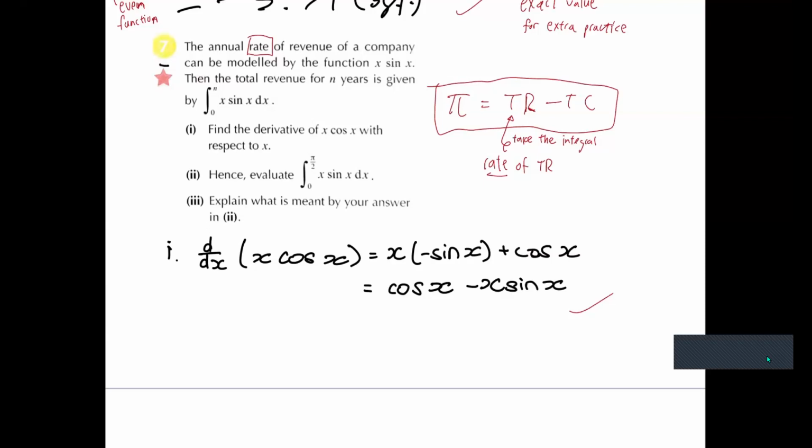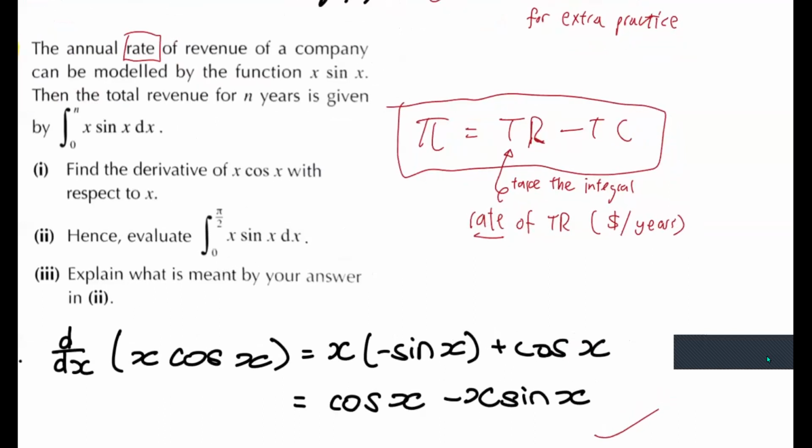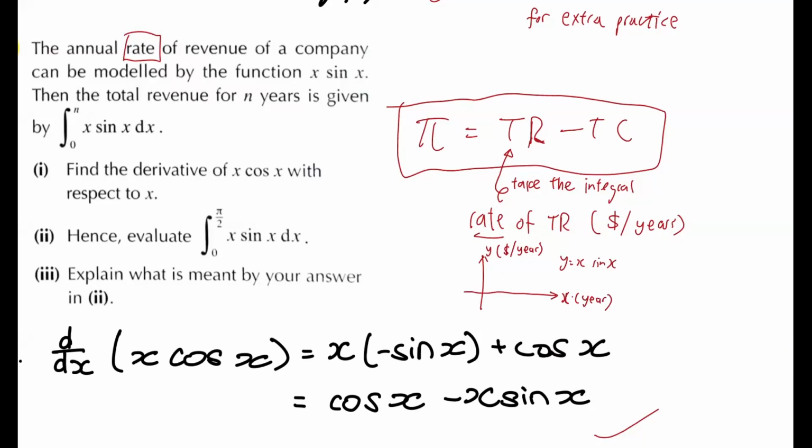In this case, the units would be dollars per year. So the graph of this annual rate of revenue function, y equals x sin x, the y-axis has units of dollars per year, and the x-axis is years. Let me just get a quick sketch of the graph of x sin x, and I'll draw it over here for you.